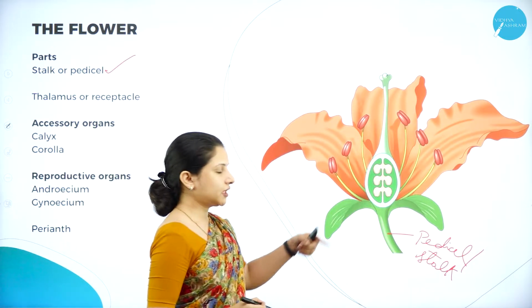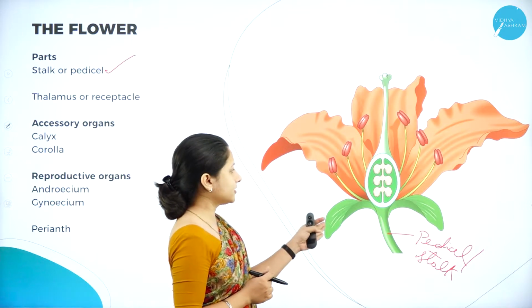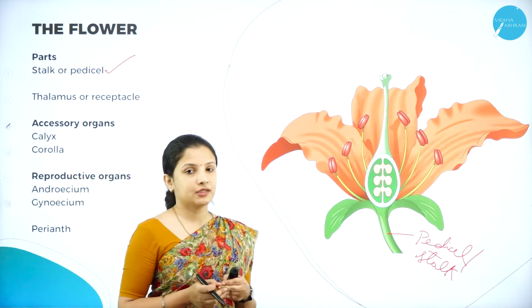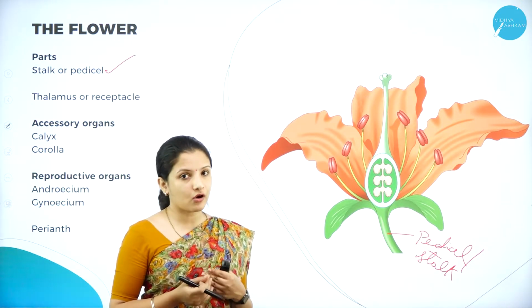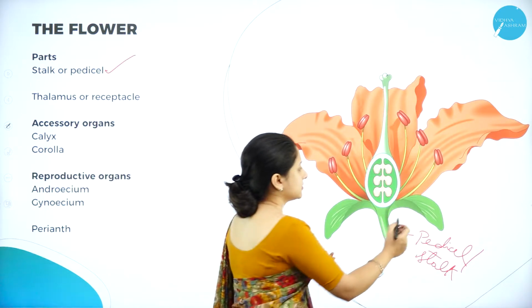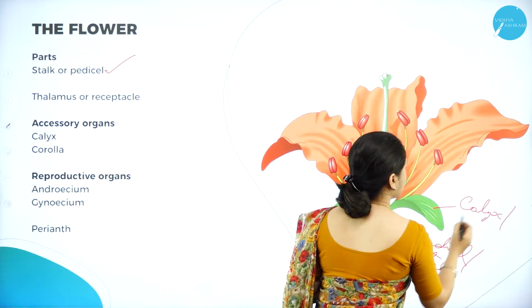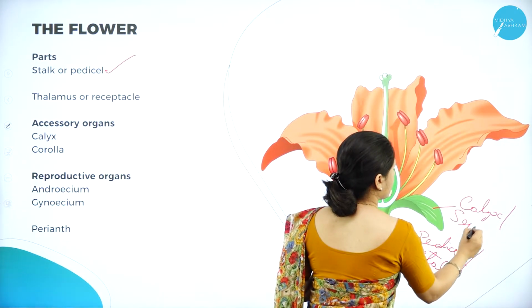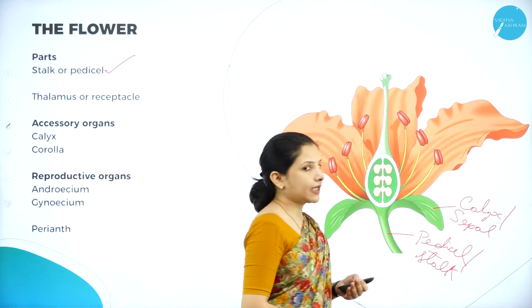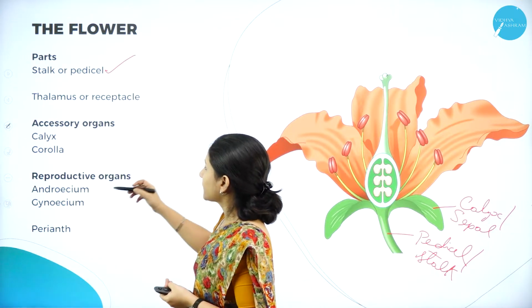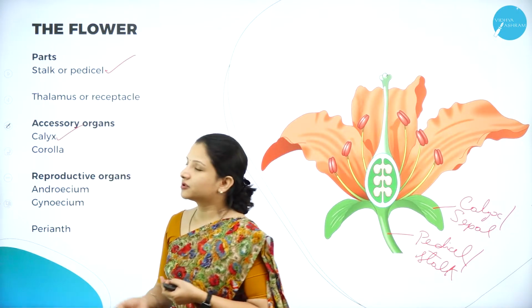So next, after the pedicel and the stalk, there is the presence of the calyx. The calyx is also called the sepals. In other terms, it is also called sepal. So the calyx or the sepal, then comes the corolla.